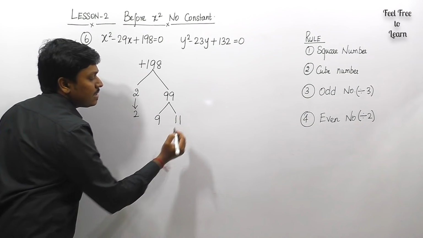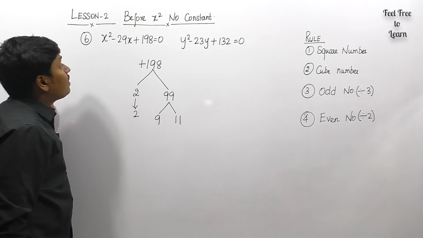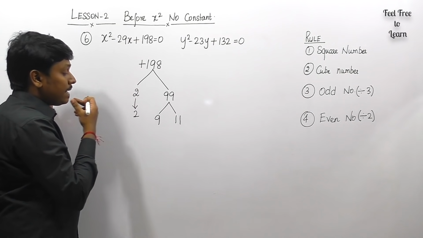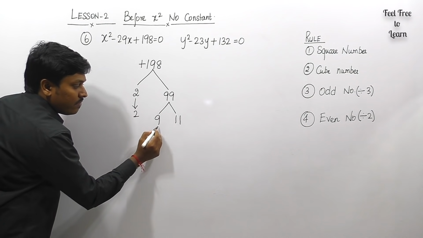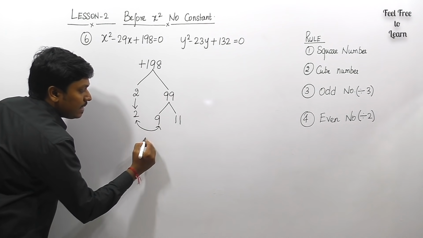Whatever it be, I can write this as 9 into 11. So friends, our target is to bring minus 29, right? So let's do one thing. I think 9 into 2, friends, listen carefully. 9 into 2 will be 18, right?